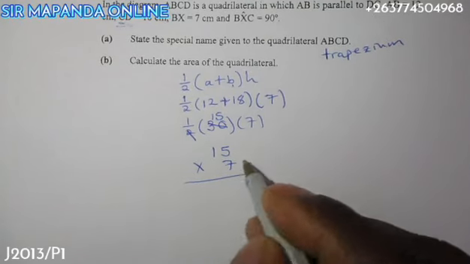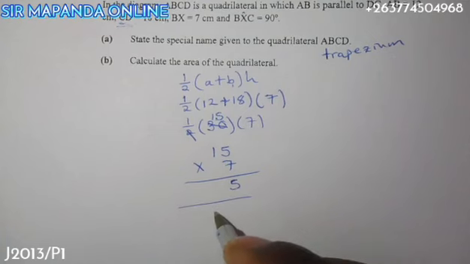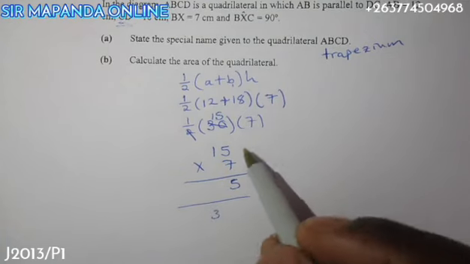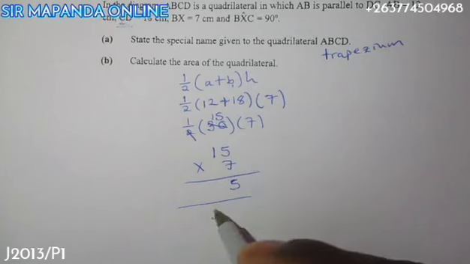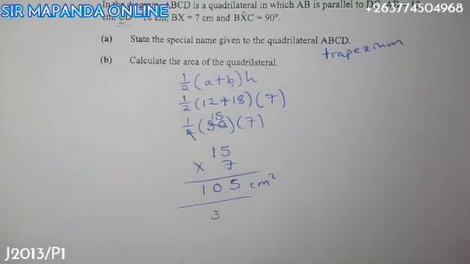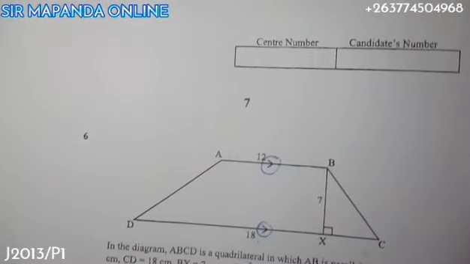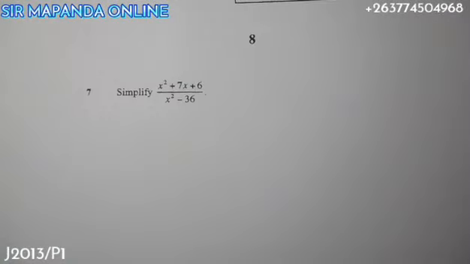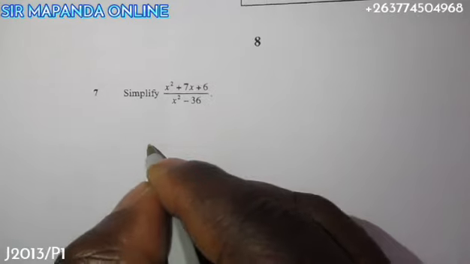So 7 times 5, it gives you 35. You write 5. Carry 3. Then 7 times 1, you get 7 plus 3, get 105. So your answer is 105 square centimeters. Then you are warm and dry. We move on to question number 7. Simplify x squared plus 7x plus 6 divided by x squared minus 36. So in order to simplify, you factorize both the numerator and the denominator.